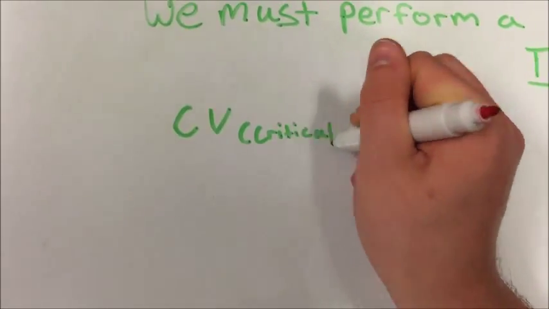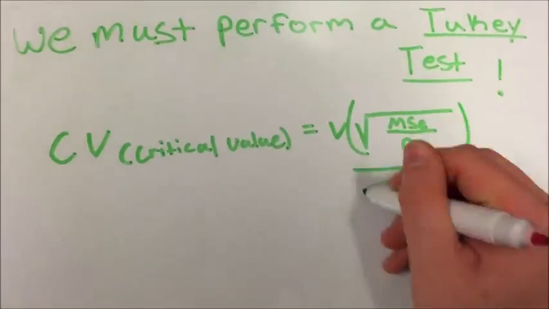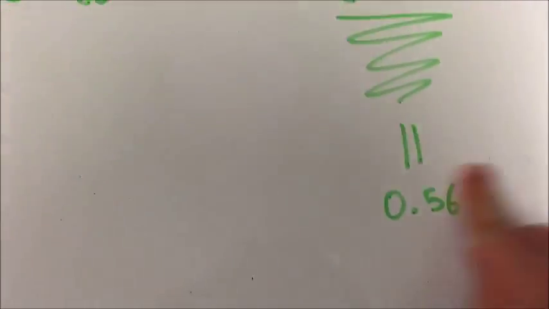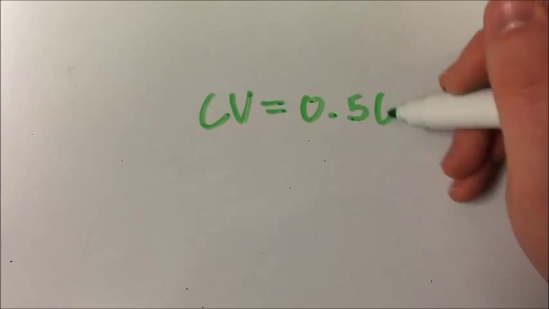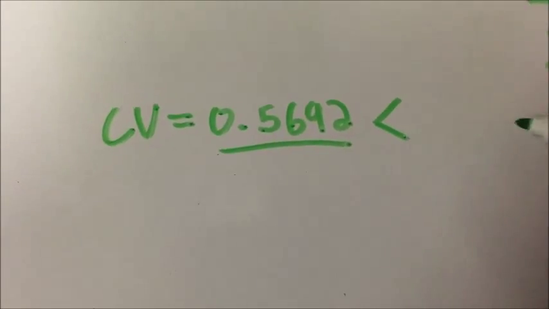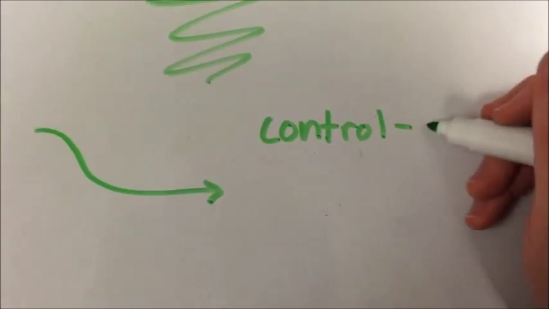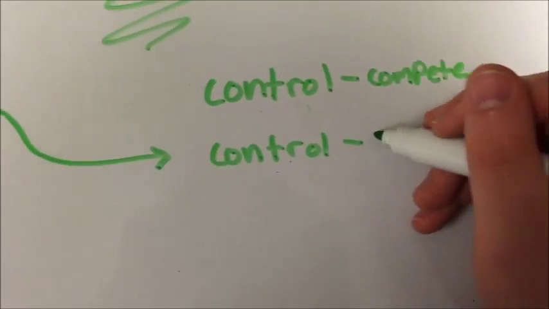First, we determine our critical value by finding the Q value for our error degrees of freedom and the alpha value, multiplied times the square root of our MS error over the total number of observations. Here we see our critical value calculated by our researcher. We find our Tukey statistical values by subtracting each treatment mean from one another and taking the absolute value.